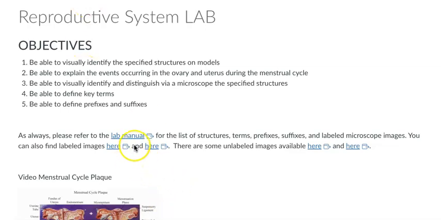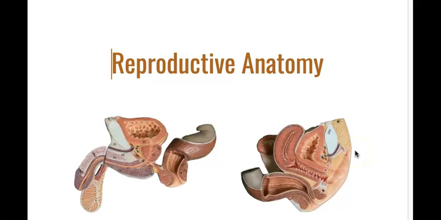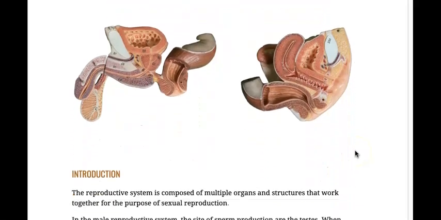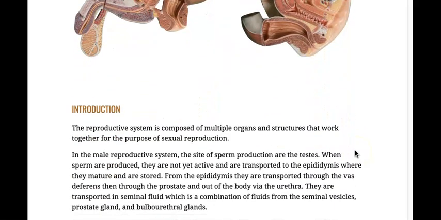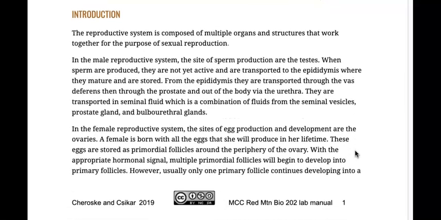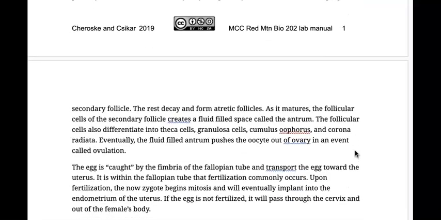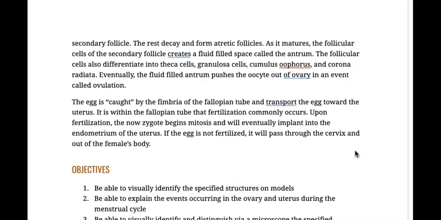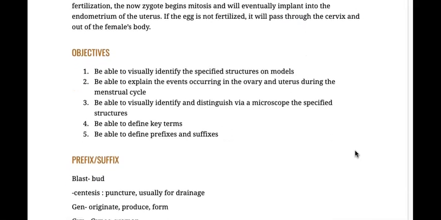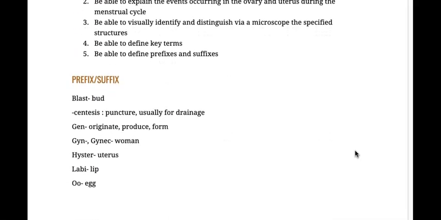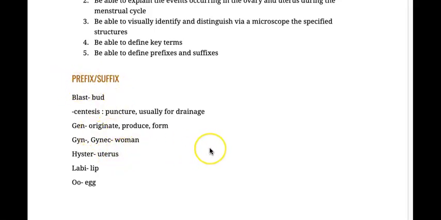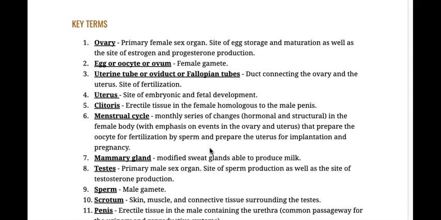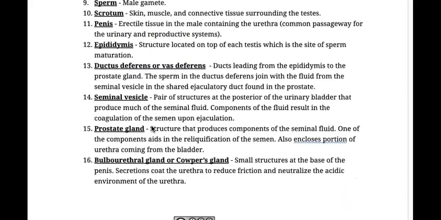Okay, so with that being said, let me click on the lab manual, so you can get an idea of what that looks like. That will bring you to our lab manual, which is the same kind of format as you've seen. So there's an introduction, a little bit of information about what's going on in the female reproductive system. Again, our objectives, prefixes and suffixes, key terms. So you can see all those.